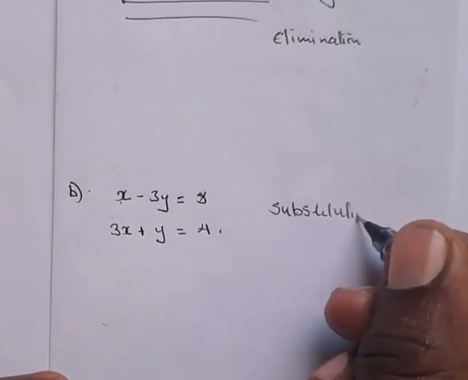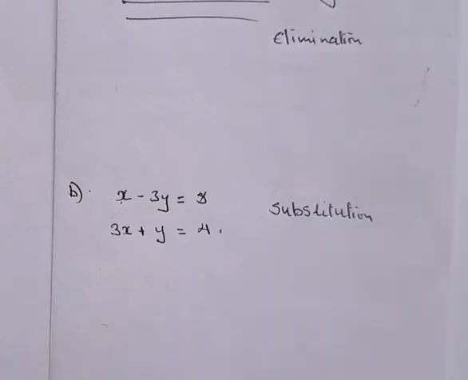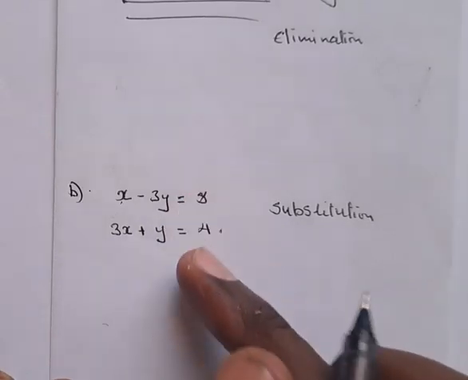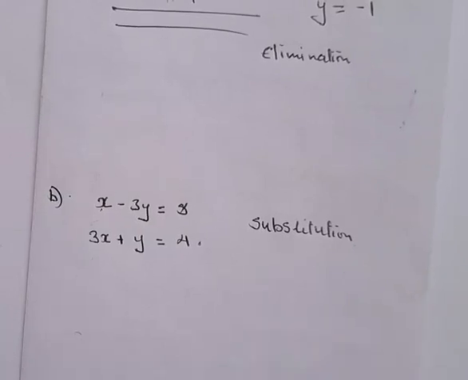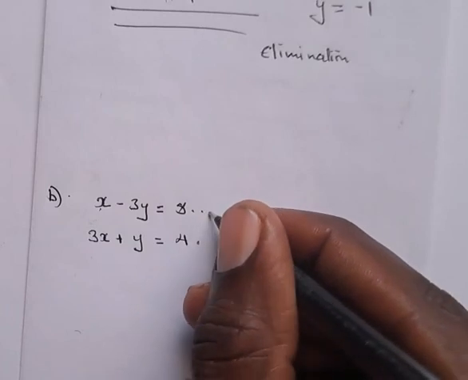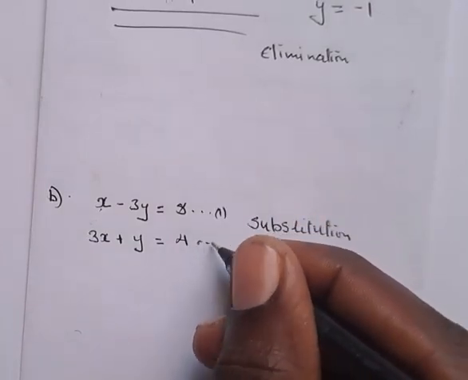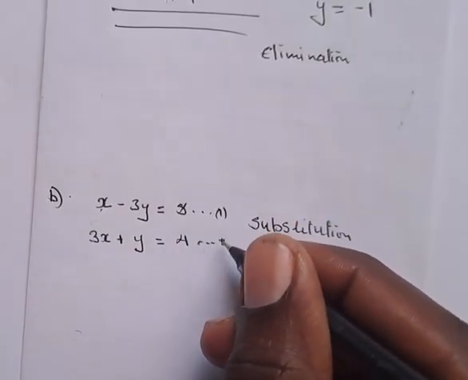substitution on this one. Now, substitution requires choosing one of these equations and making it our main one. Then from that equation, we're going to choose a variable that we're going to make the subject of the formula. Then using that subject of the formula, we plug it in the second equation. What do I mean? Just choose this one as our equation 1. That is step 1. Equation 1 and equation 2.